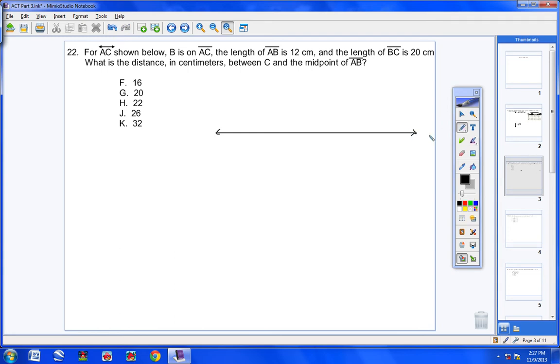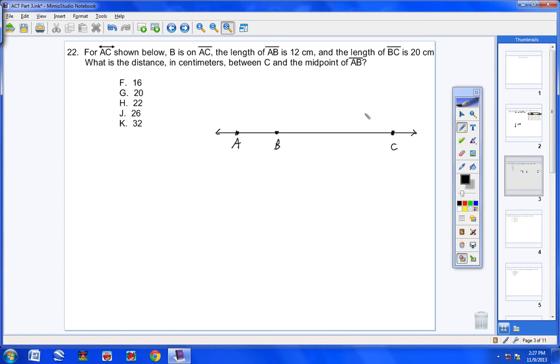All right, now let's see. B is on AC. The length AB is 12 and BC is 20. Okay, we're going to put A right here and B right here and C way down here. Okay, sorry about that, guys. Let's go ahead and look at it.